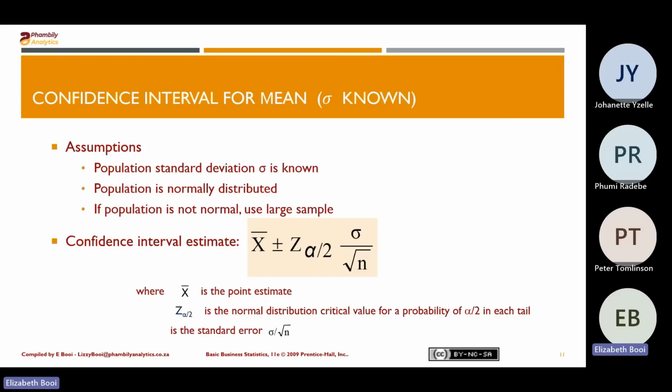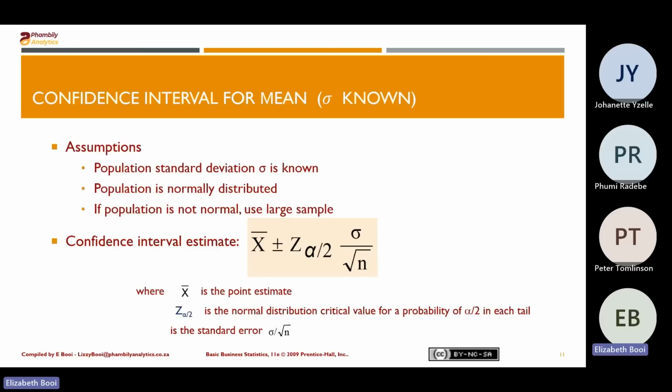So you must use a larger sample. The formula to use to calculate the confidence interval will be your point estimate, in this instance the mean, plus or minus your critical value. Remember I said if your population standard deviation is given, then we're going to be using the Z score or the Z test. Then we're going to find our critical value by using Z of alpha divided by 2.